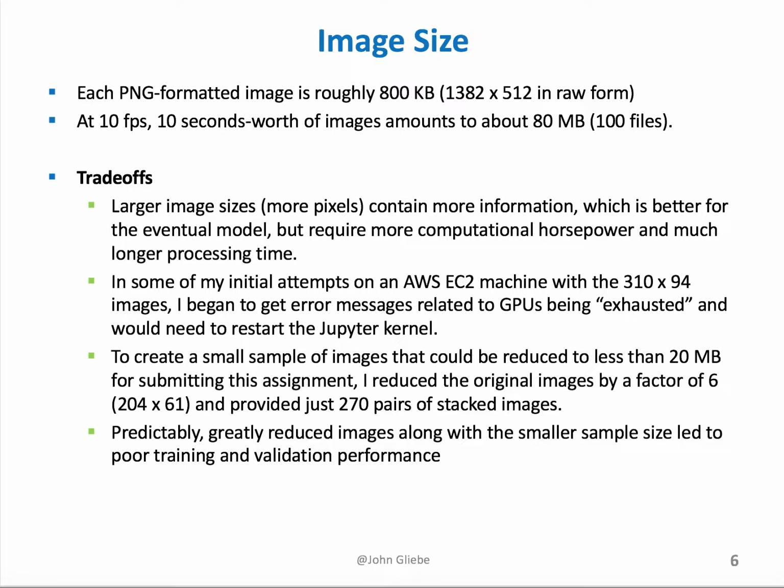Image size is an important issue in this work. The raw images are probably on average 800 kilobytes, and you can see the dimensions there. So at 10 frames per second, 10 seconds worth of images amounts to 80 megabytes already. There are trade-offs in this. Of course, larger image sizes, more pixels contain more information, which is better for the eventual model that you want to develop. But of course, it requires a lot more computation and much longer processing times.